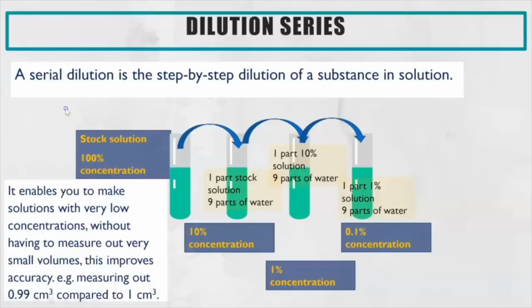Now, the reason that this is an advantage is it enables you to make solutions with very low concentrations, such as this 0.1% concentration, but you don't have to measure out very small volumes. Each time you're only measuring 1 part, could be 1 centimetre cubed. So it could just be 1 centimetre cubed and 9 centimetres cubed. And you can do that more accurately than if you were trying to measure out very precise or very small volumes, for example, 0.99 centimetres cubed, to make one of these very small concentrations. So that's why it's an advantage. It improves your accuracy.